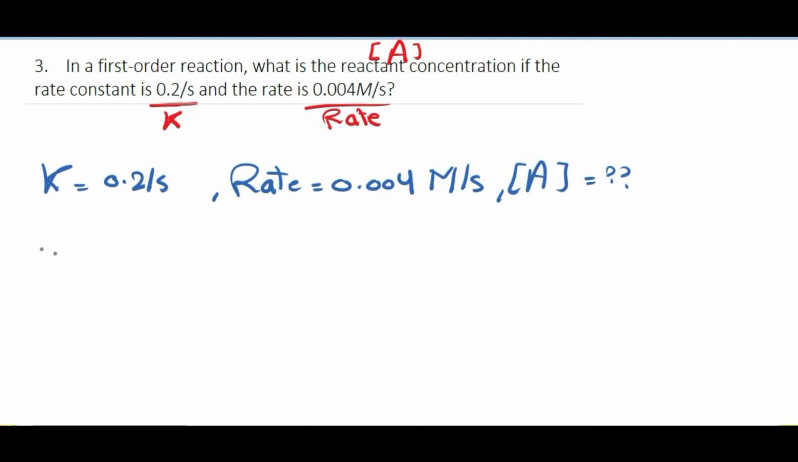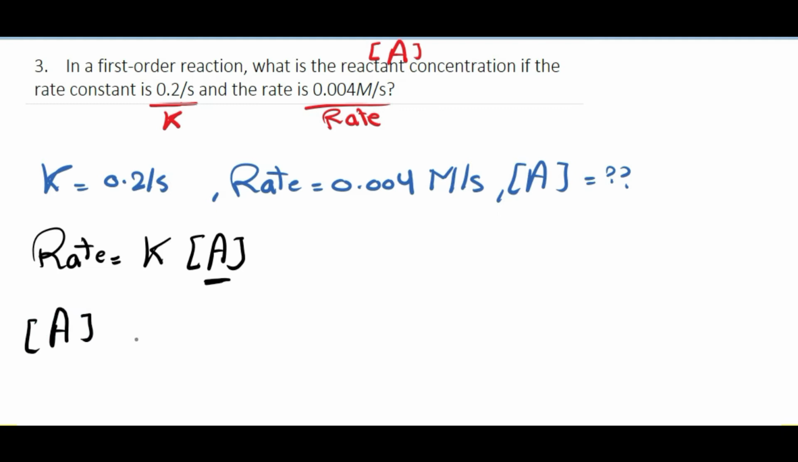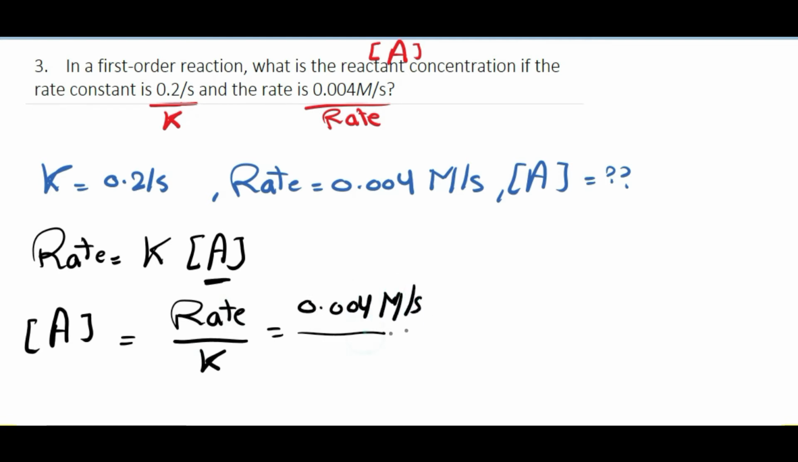After that, you will write the equation. Rate equals the constant multiplied by concentration. So here you want to calculate the concentration. So the concentration A equals rate divided by K, the constant. So rate here 0.004 molarity per second divided by the constant 0.2 per second. So here the answer will be 0.02 molarity. Why? Because you can see second with second cancel, and the final remaining unit is molarity. Okay, now we finish the third problem.